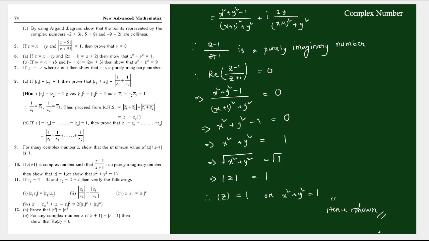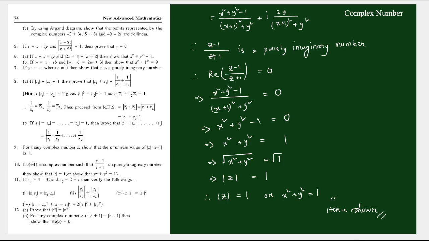And so question number 11 will be your homework. Given z1 and z2, then you need to prove the left hand side and right hand side, 1 2 3 4. Then question number 12, this is also, first you try.